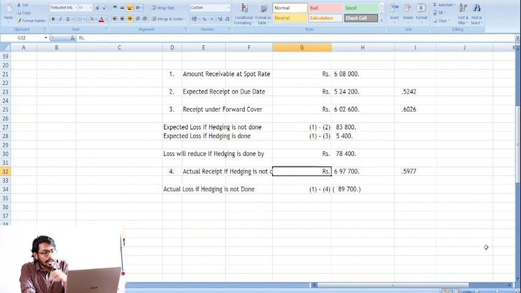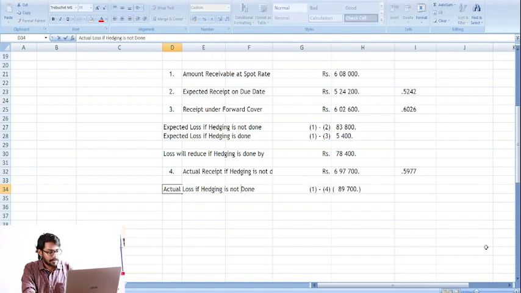Suppose the actual receipt would have been 6,97,700, in which case you have a profit. You don't have a loss, you have a profit. Okay, guys, the other question is done. Now there is a bonus question for you.